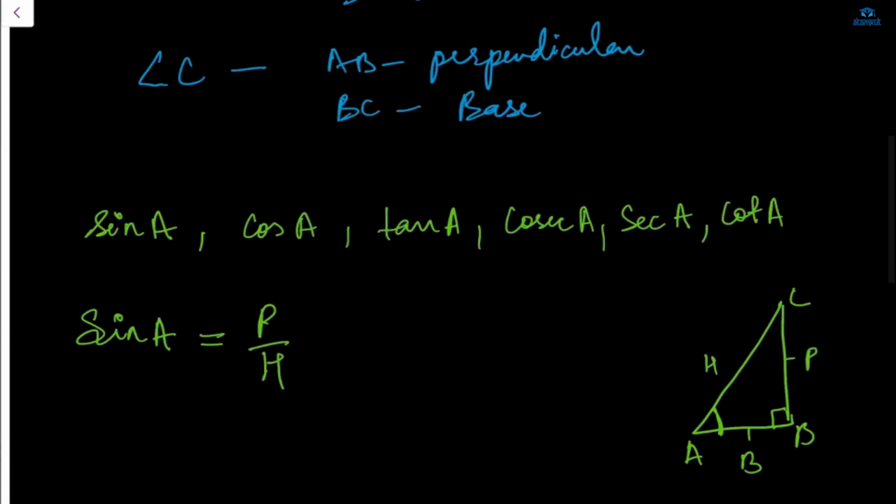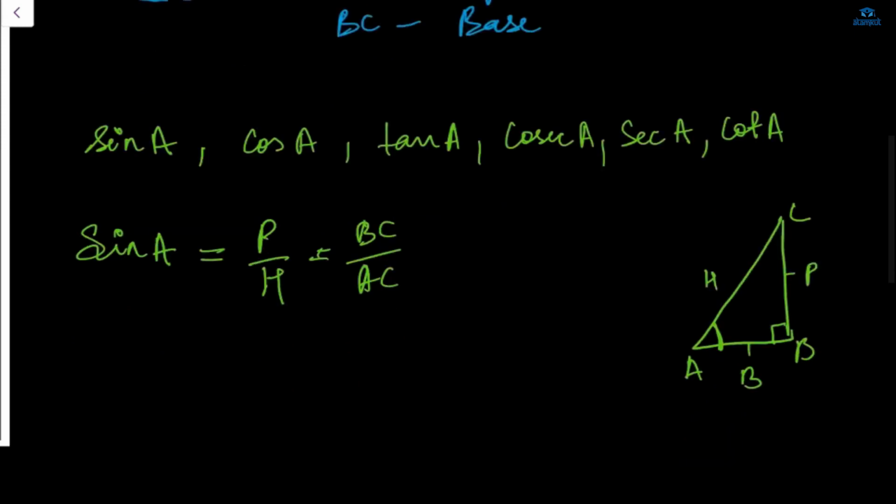The value of sine A, this trigonometric ratio, is perpendicular upon hypotenuse. So perpendicular is BC upon AC. The value of sine A you are going to find out is perpendicular upon hypotenuse. Now, if I write sine C, for example, then the perpendicular will change. It will become AB upon AC. So it depends on the angle. Whichever angle you are taking, depending on that angle as reference, you are going to take the sides. That's why I'm telling you the value is perpendicular upon hypotenuse.